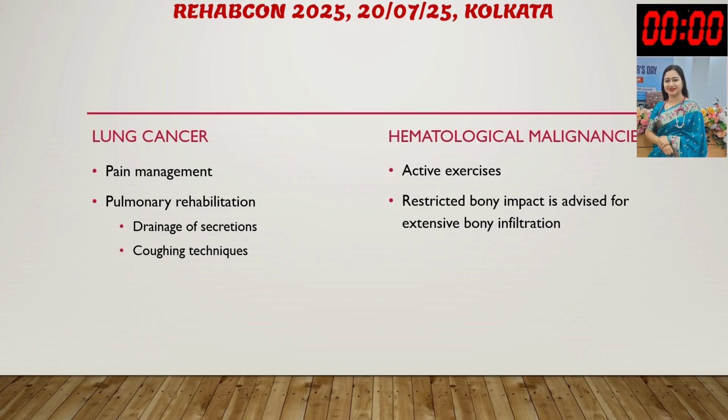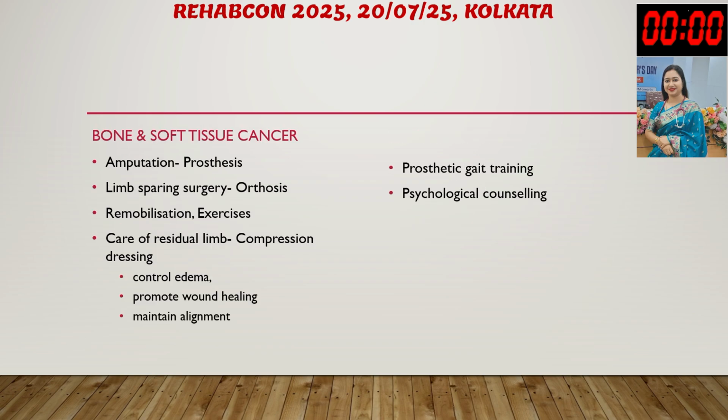In lung cancer, pulmonary rehabilitation has a great role. Hematological malignancies, as we have already discussed in thrombocytopenia, active exercises should be encouraged, but restricted bony impact is advised in case there is extensive bony infiltration. Bone and soft tissue cancers, amputation can be helped by prosthesis. Limb sparing surgeries can be given orthosis. Remobilization exercises are helpful in every case.